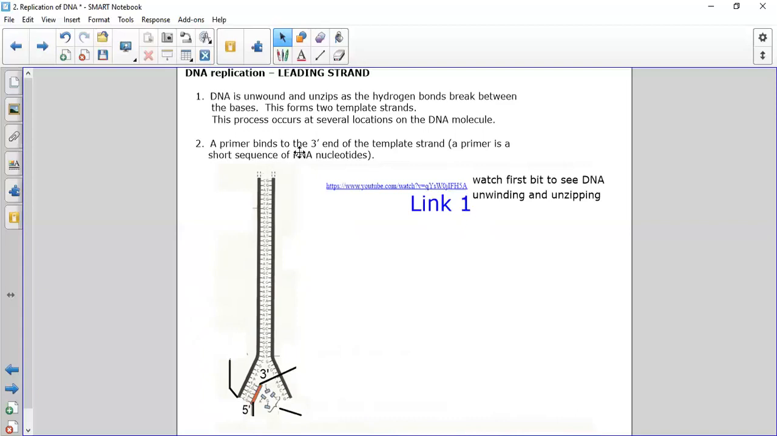A primer will bind to the 3' end of the template strand, and a primer is a short sequence of RNA nucleotides, and we're not going to worry ourselves too much about that. So here we have the 3' end of our template strand. We're always going to get in the habit of drawing it with 5' at the top, at the left-hand side, and 3' at the bottom.